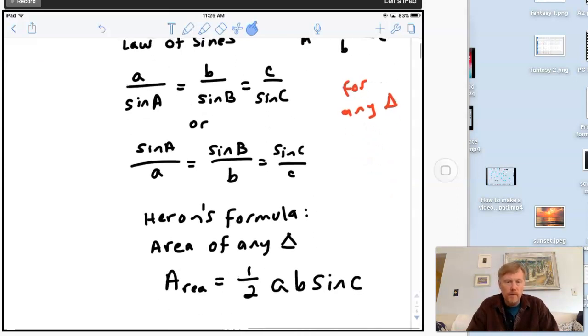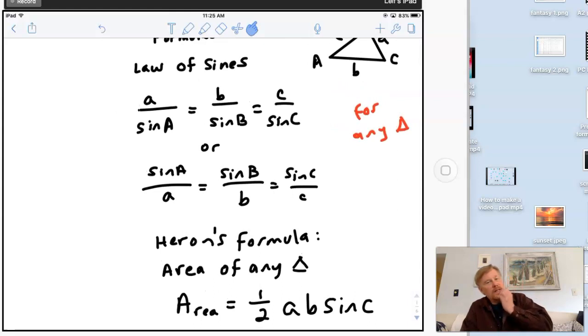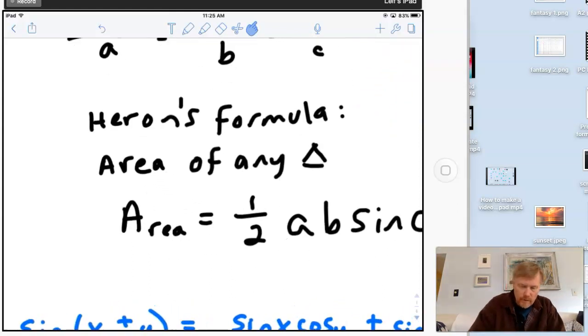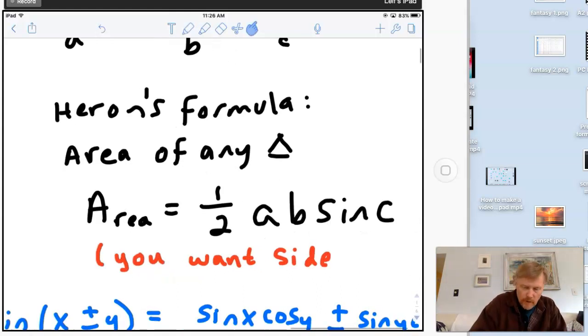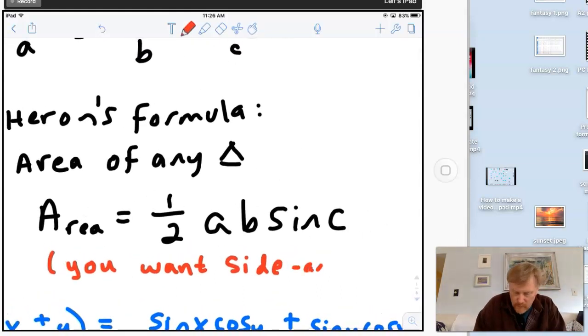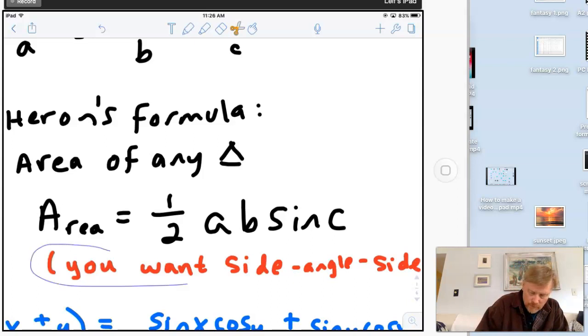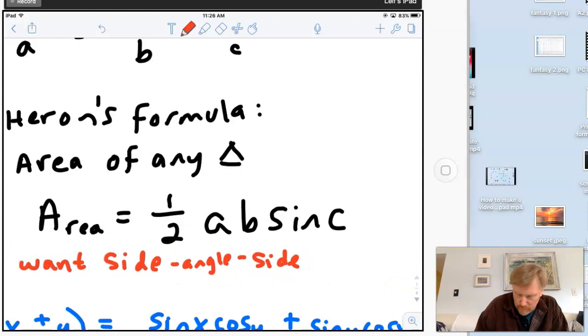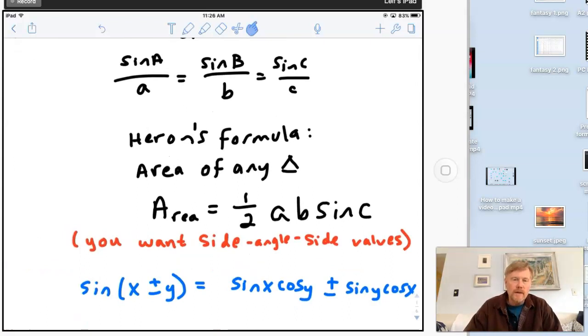All right, and then there's Heron's formula, which is also for any triangle. And that's the area equals 1/2 AB sine of C, okay? And for that, I'm going to put this down here in red. You want side, angle, side values, okay? Okay, I'll come back to that, but figured I'd put it in the notes.